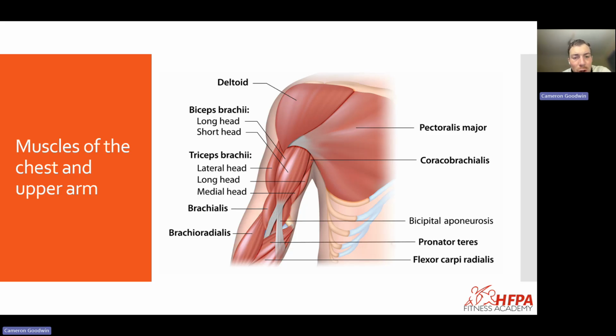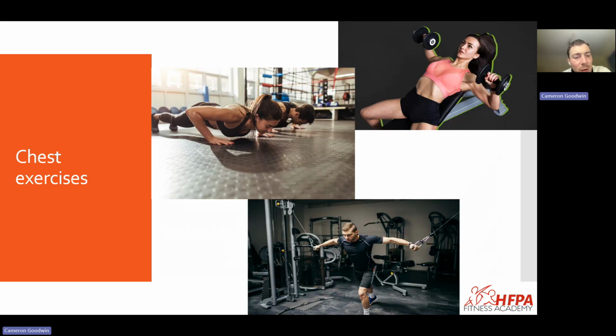So please note that is how you look at them, and let's look at some of the exercises. Again, just going through them so you can see some of them. If some of you are not familiar, here we have an incline dumbbell bench press with this lady over here. You can see how she's training it, set it up.